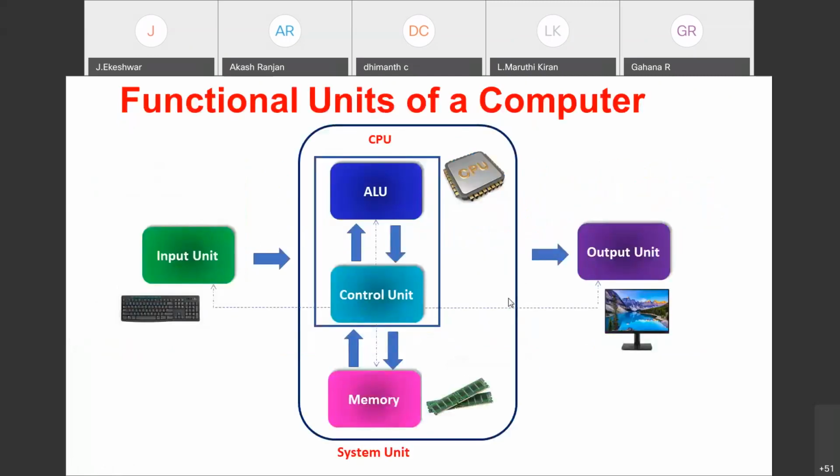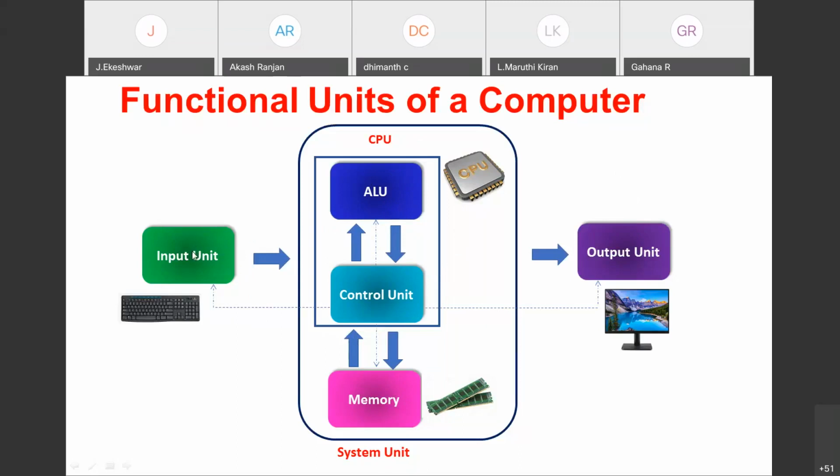Coming to the functional units of a computer. As already mentioned in the definition, what are the important components or functional units you find in a computer? They are functionally independent parts of a computer. One is the input unit, the other is the system unit. In turn, the system unit has two components: the CPU, which stands for Central Processing Unit, and the memory unit. Together, we call this a system unit, and finally, the output unit. So totally five functionally independent parts we are seeing in this block diagram.